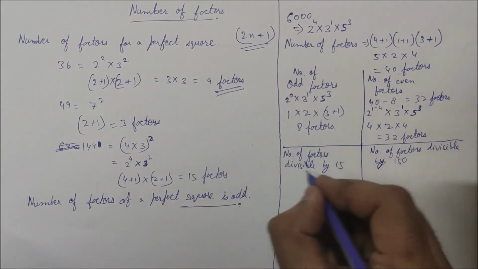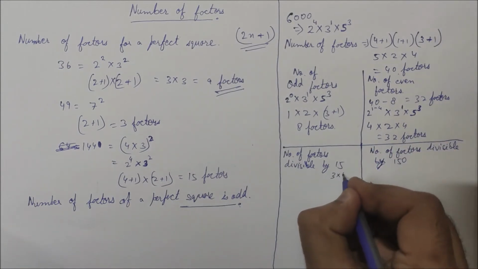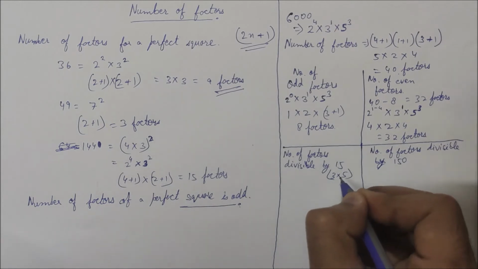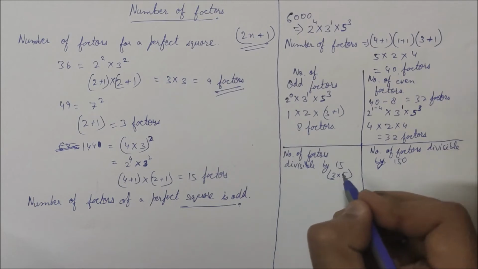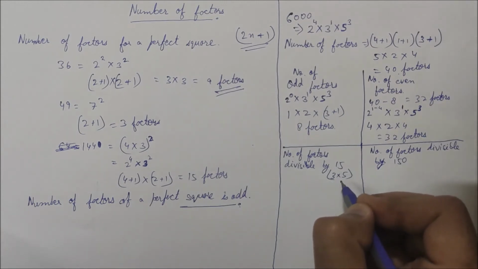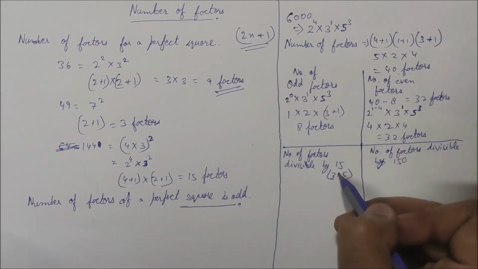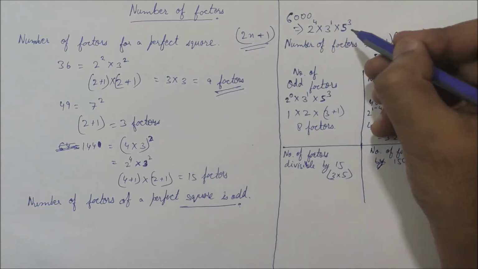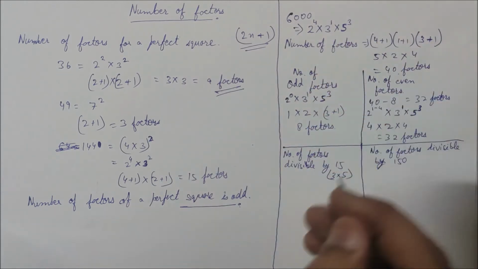Okay. So the number of factors that are divisible by 15. So 15 is made up of a 3 and a 5, right? So I know that the factors the question is asking for should already have at least one 3 and at least one 5 in the prime factorized form. So in this case, I can take 2 to the power 0 to 4, 3 to the power 1, and 5 to the power 1 to 3. I can't consider 3 to the power 0.